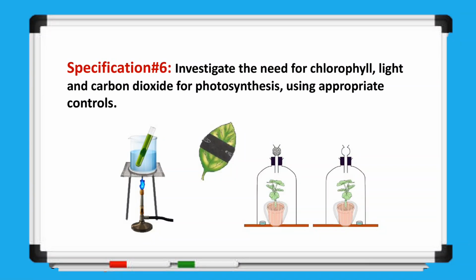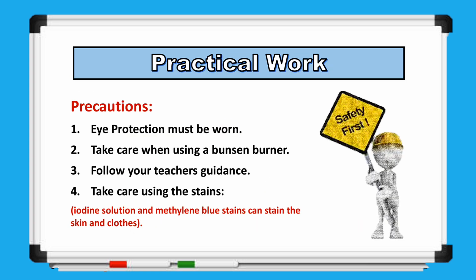Now let's move on to the investigations, the practical side of this chapter. Here, we have specification number 6, which asks us to investigate the need for chlorophyll, light, and carbon dioxide for photosynthesis, using appropriate controls. So, we'll examine each of these factors one by one and explore how they affect the process of photosynthesis.